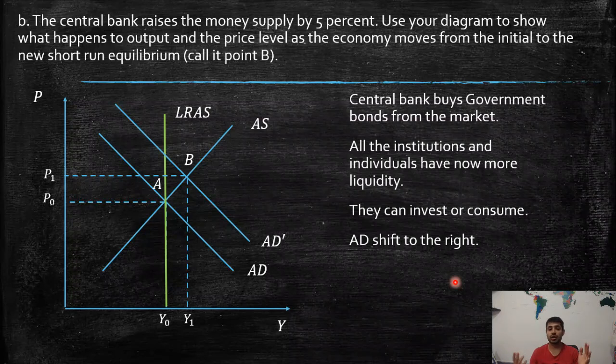So then basically, what we say is that this is an increase in the aggregate demand. So the AD shifts to the right. As a consequence, we have an increase in the output, but also in the level of prices.